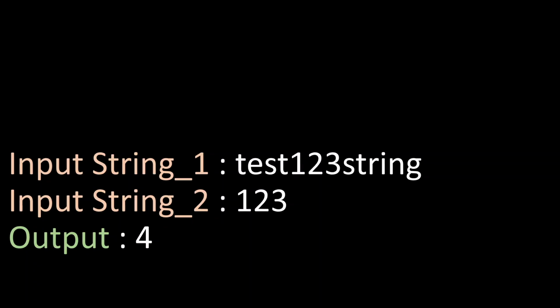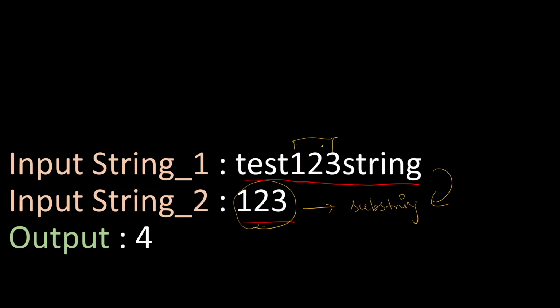Here I have to find out the logic based on this input and output. First, you see the input 1 is the string test123, and the input 2 is 123. By seeing it, we can easily identify that string 2, that is input string 2, is a substring of string 1. That is, this input string 2, 1 2 3, is present inside this input string 1. This is the inference that I am getting by seeing these input strings.